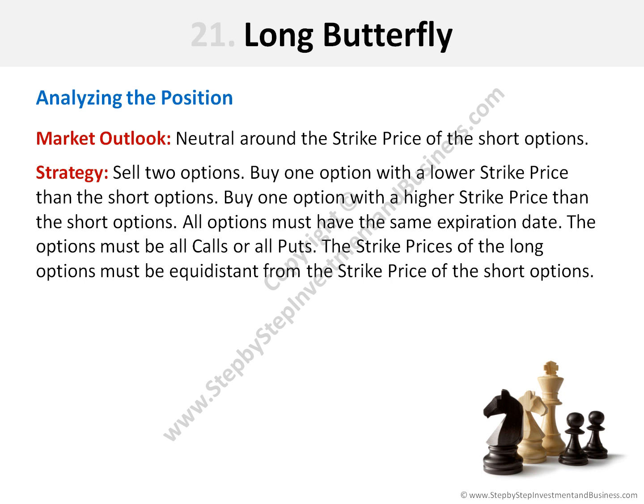The strategy consists of selling two options, buying one option with a lower strike price than the short options, and buying another option but with a higher strike price than the short options. All options must have the same expiration date. The options must be all calls or all puts, and the strike prices of the long options must be equidistant from the strike price of the short options.